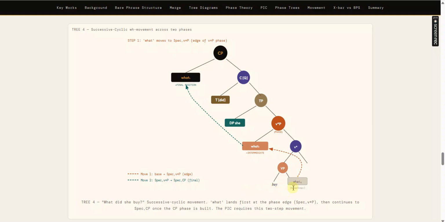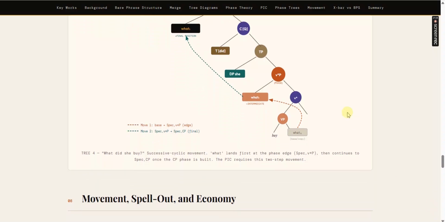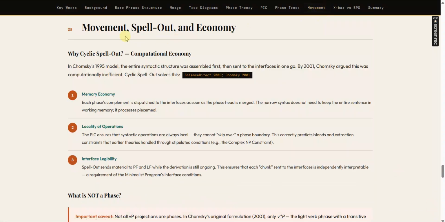Now, according to PIC, here two movements happen, starting from here, then moving to here, then this final position. Why cyclic spell out? In Chomsky's 1995 model, the entire syntactic structure was assembled first, then sent to the interfaces in one go. But by 2001, Chomsky argues that this is computationally inefficient. Cyclic spellout solves it.